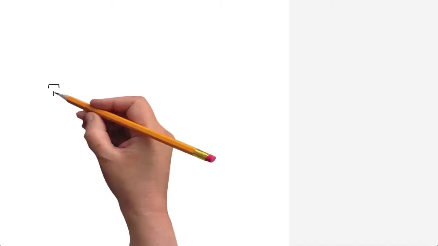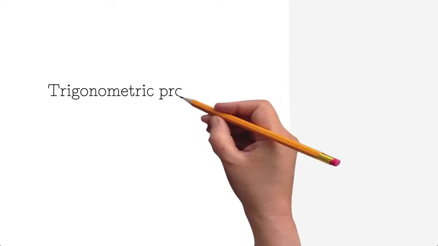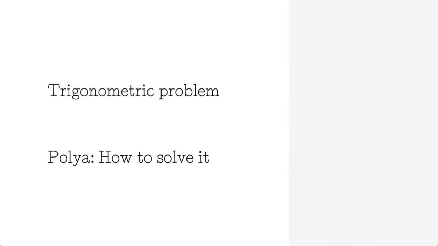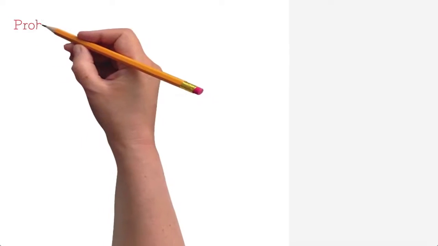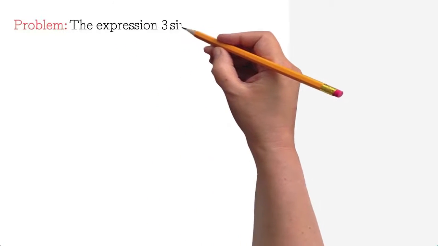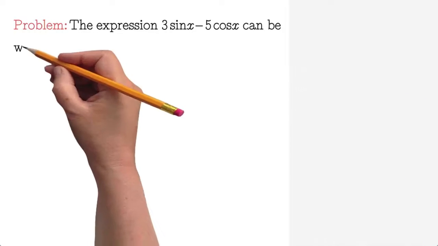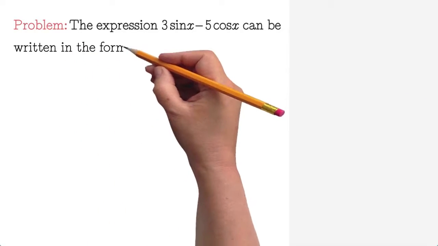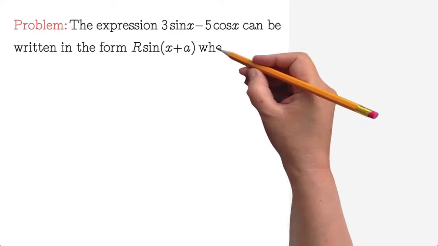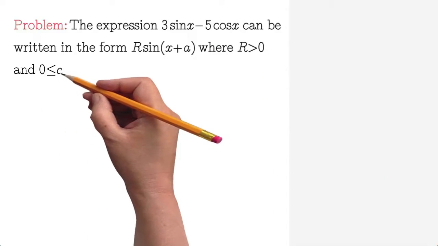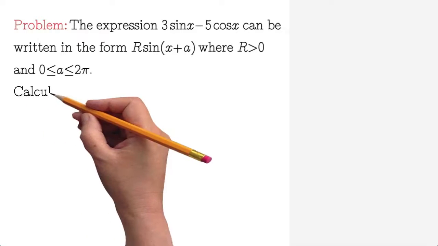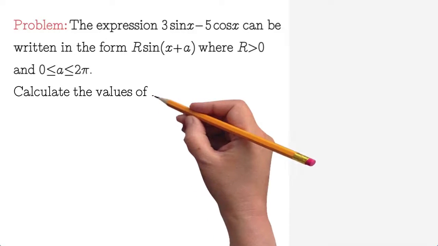In this video we will solve a trigonometric problem using Polya's How to Solve It method. Here is the problem. The expression 3 sin x minus 5 cosine x can be written in the form r times sin(x plus a), where r is positive and a is between 0 and 2 pi. Calculate the values of r and a.